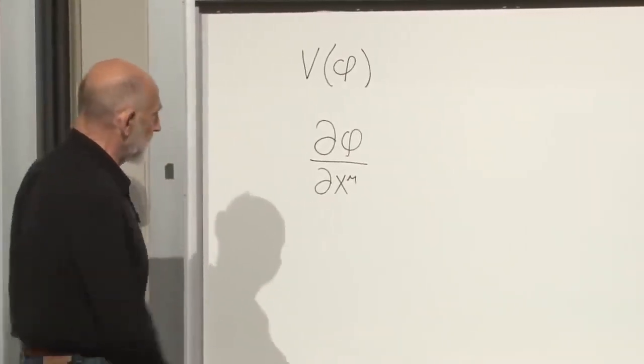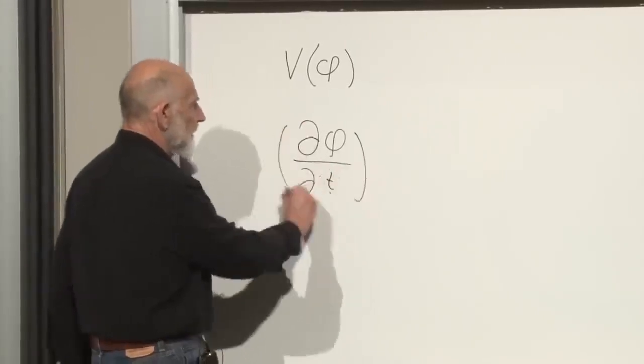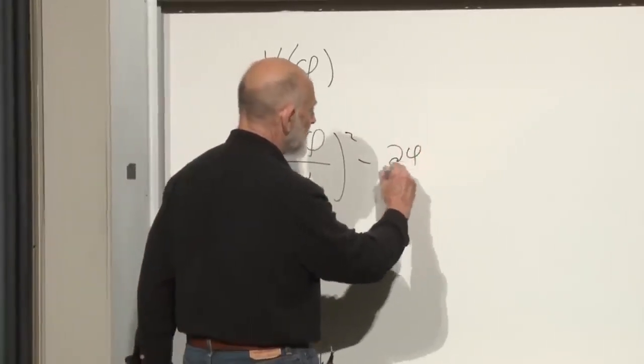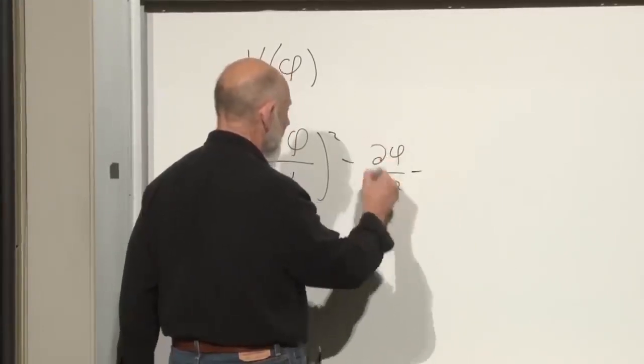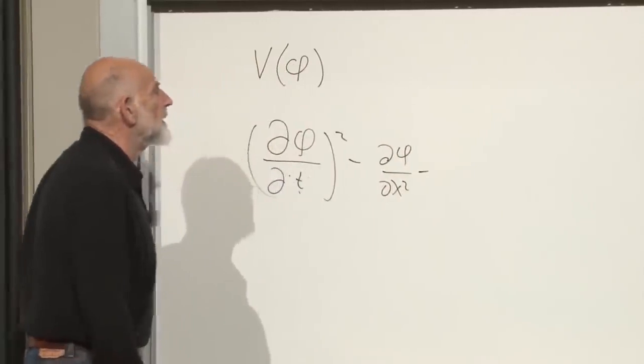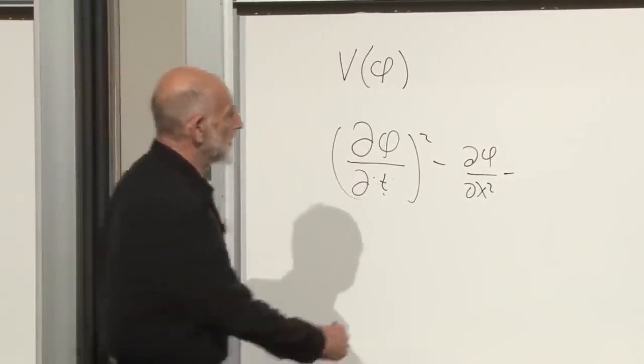So what does that mean in practice? It means d phi by dt squared minus d phi by dx squared minus d phi by, I get tired of writing it. I wish I had a shorthand notation for it. No? All right.